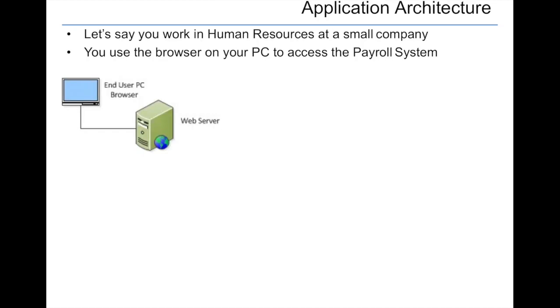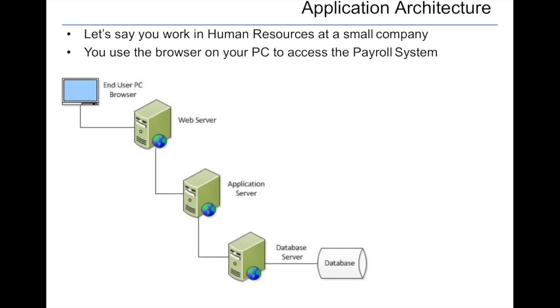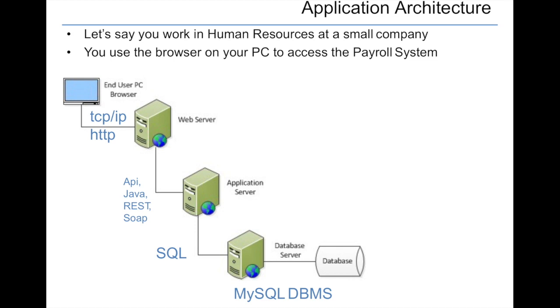Okay, so let's say that you're a human resources worker at a small company and you use the browser on your PC to access a database. The signal that you send will first go to a web server, which then will hit an application server, which will then hit a database server and go and get the request from the database. Now, how is it that we actually communicate through all of this? It's through a lot of different protocols.